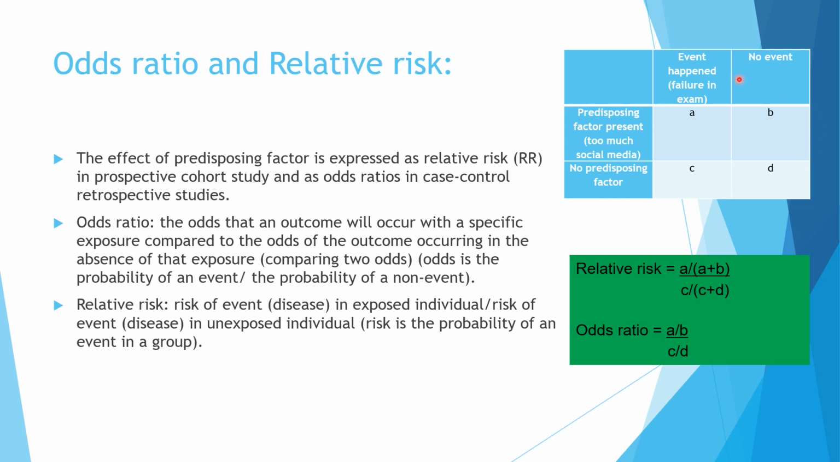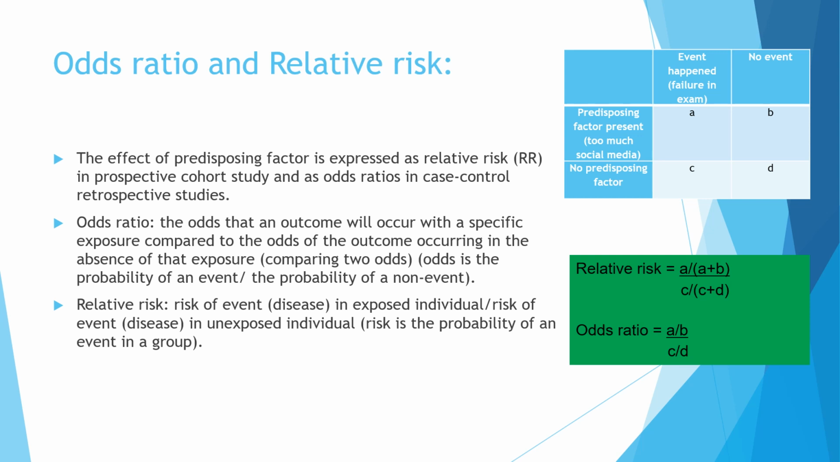So let's make an example to make it easy. For example, if you have an event which is failure in the exam, this is an event, and the no event, of course, will be not failure. The risk factor, let's say, is too much use of social media. So this is a risk factor, and you would like to assess the risk factor to the event. So you want to see what is the risk factor of the event, which is the failure of the exam, with the risk factor which is too much social media.